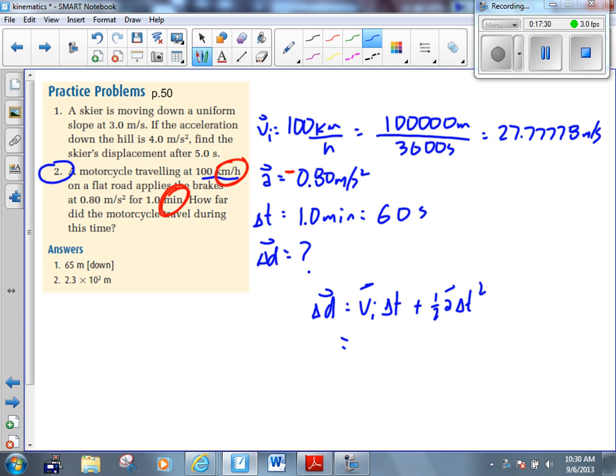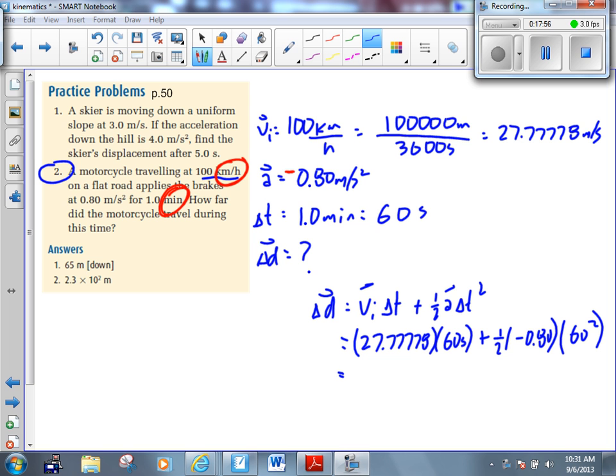The displacement is going to be equal to v_i t plus 1/2 a t squared. v_i is 27.77778 times the time of 60 seconds. We add to that 1/2 of negative 0.80. Again, we've got to be careful with that negative, just like we did in our example problem, times 60 squared. Let's get a number for that. When I do that, I end up getting 226.7 meters.